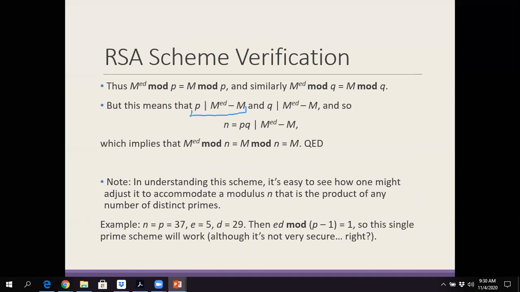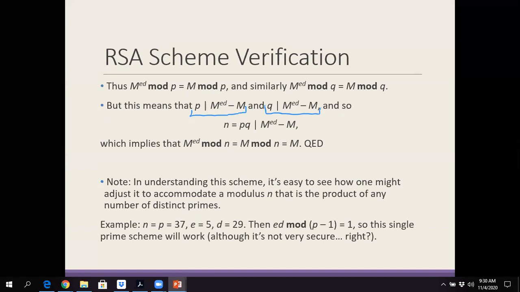P divides that difference. If m to the ed is the same as m mod p, and m to the ed is the same as m mod q, okay? Then that means p divides that difference between m to the ed and m, and also that q divides it. So that'd be like 5 divides this number and 7 divides that number. 5 divides that difference and 7 divides that difference. These are two different primes.